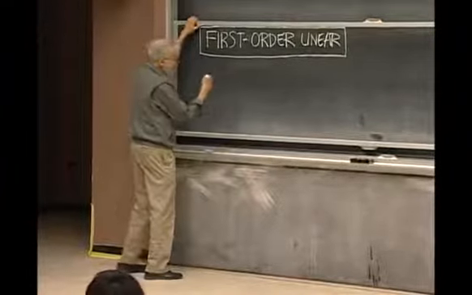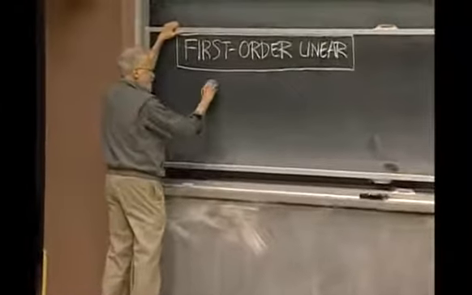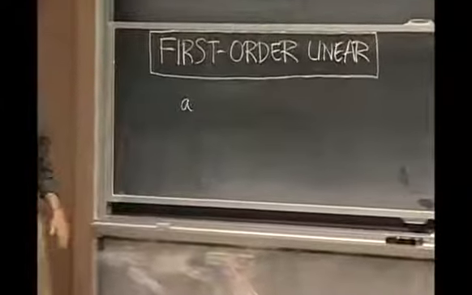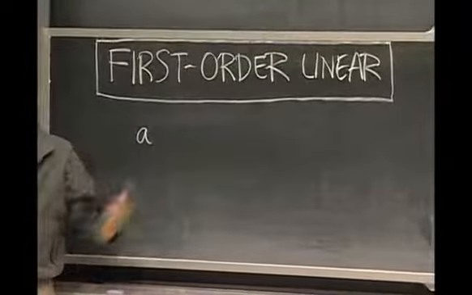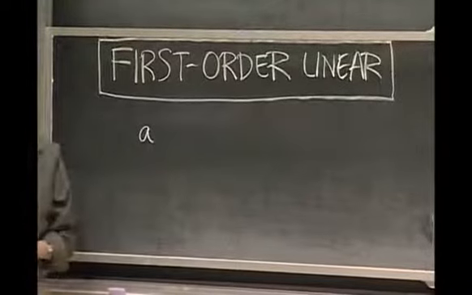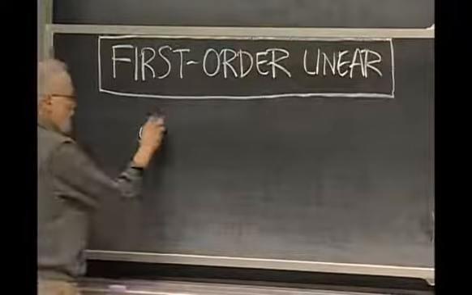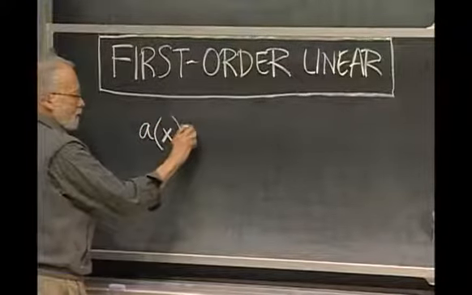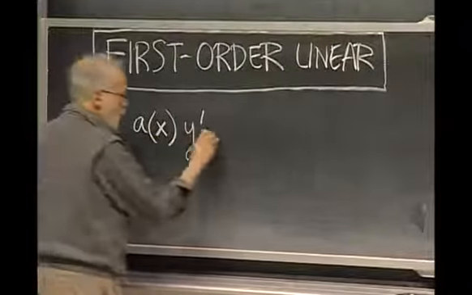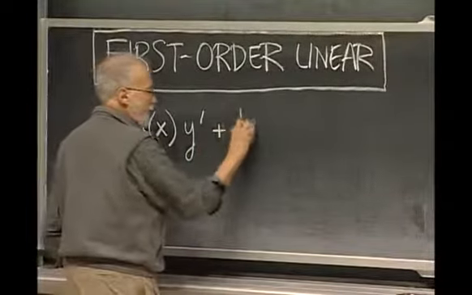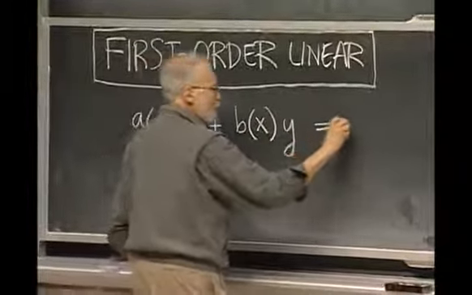Well, there are several ways of writing it, but I think the most basic is this. I'm going to use x as the independent variable because that's what your book does, but in the applications it's often t, time, that's the independent variable, and I'll try to give you examples which show that. So the equation looks like this. Some function of x times y prime plus some other function of x times y is equal to yet another function of x.